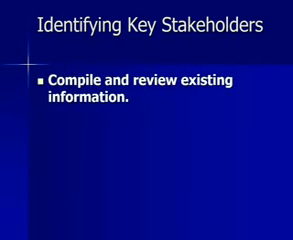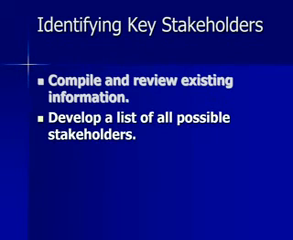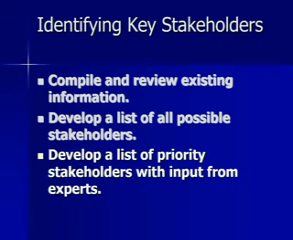So you start by identifying the key stakeholders, compile and review existing information, look at who are the people who will be interested in this, develop a list of all possible stakeholders. So that is the first step. You have to prepare a list of all possible stakeholders. Then from that, you can't involve all the stakeholders, so develop a priority list. First you must go for the primary stakeholder, then secondary, then tertiary. So most important, develop a list of priority stakeholders with input from experts.